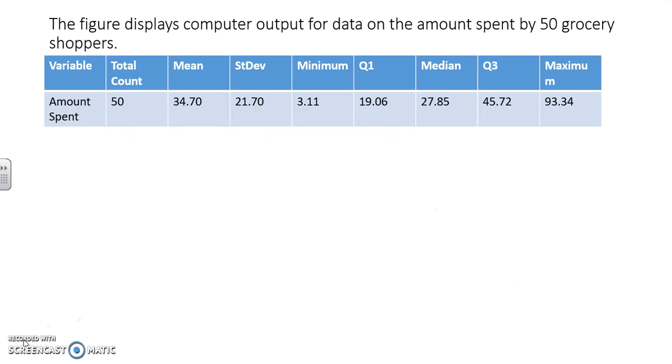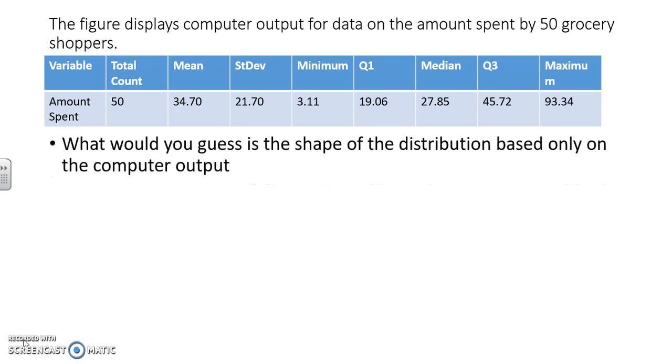So now we're going to go through one problem together before you complete a problem on your own for homework. It says the figure displays computer output for data on the amount spent by 50 grocery shoppers. What they're showing us is our summary statistics with our mean, standard deviation, and 5-number summary. The first question asks, what would you guess is the shape of the distribution based only on the computer output?